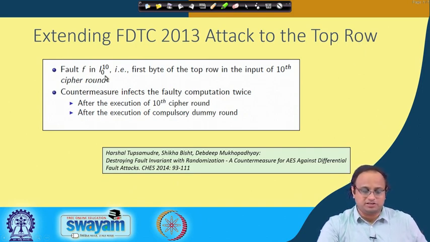The fault F in I010, that is the first byte of the top row in the input of the 10th cipher round, is now where the fault is seated, and we can easily understand that because of this, the countermeasure infects the faulty computation twice, after the execution of the 10th cipher round, like in the previous case, and again after the execution of the compulsory dummy round. So this attack propagation is similar to what we have already seen. The only thing is that the fault location is now in the first row instead of the second row, as we have seen in the previous illustration.